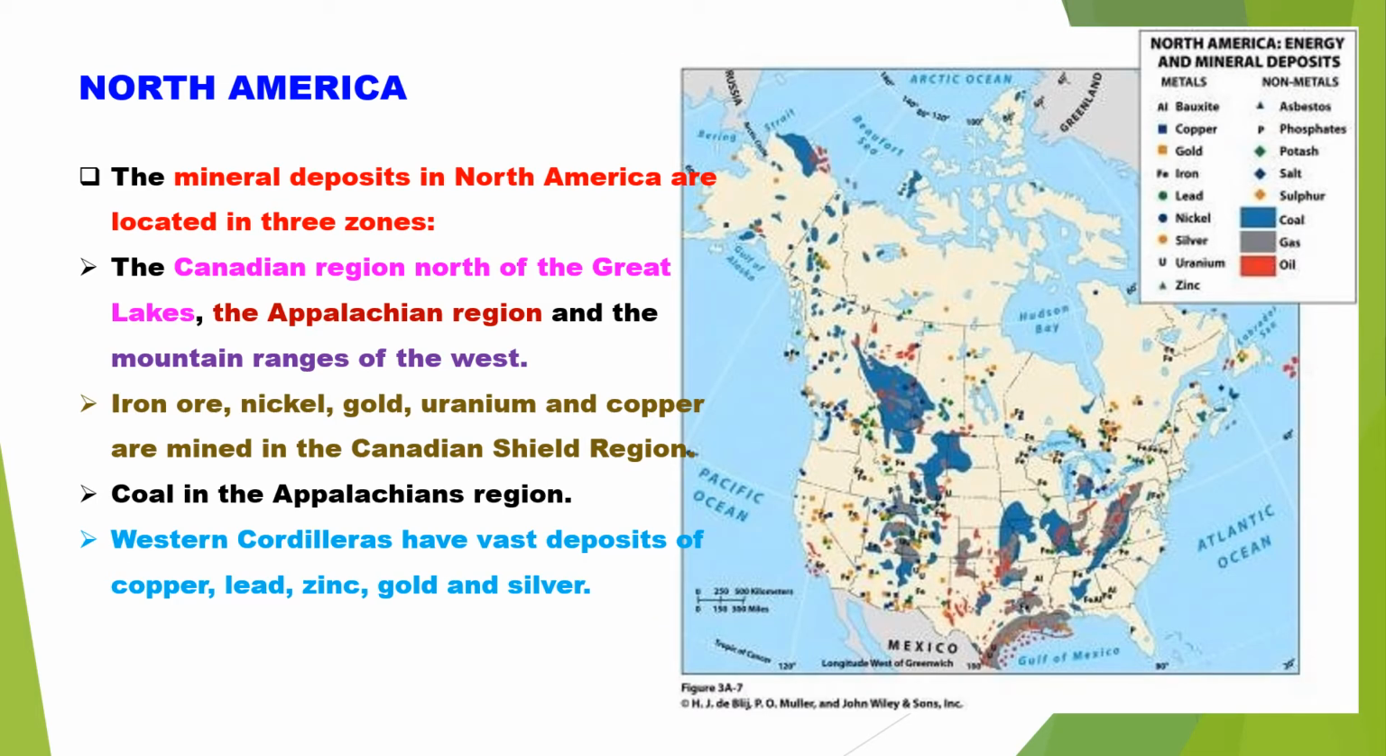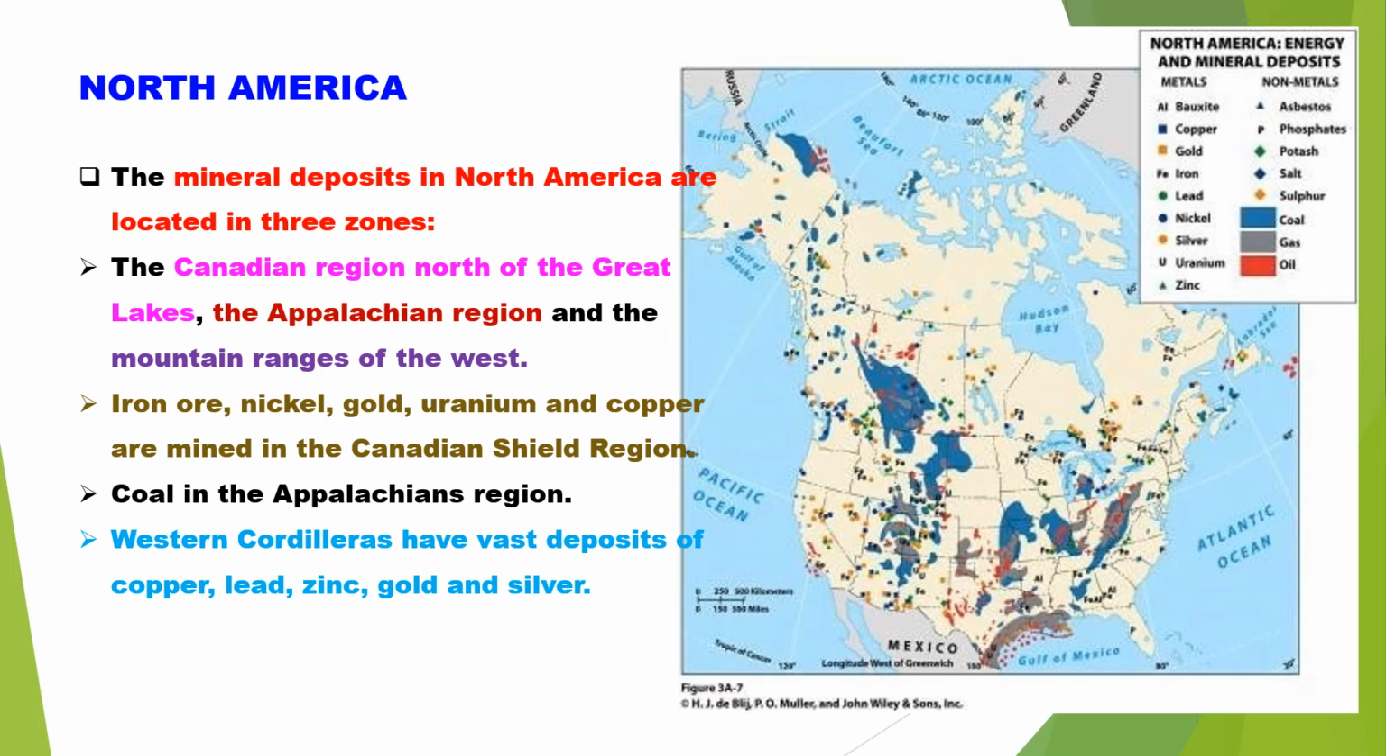When you come to North America, it is one of the continents which has many mineral resources, and mineral deposits found in North America have been localized in three different zones. One is the Canadian Shield region, another is the Appalachian region, and the other is the mountain range on the west side.